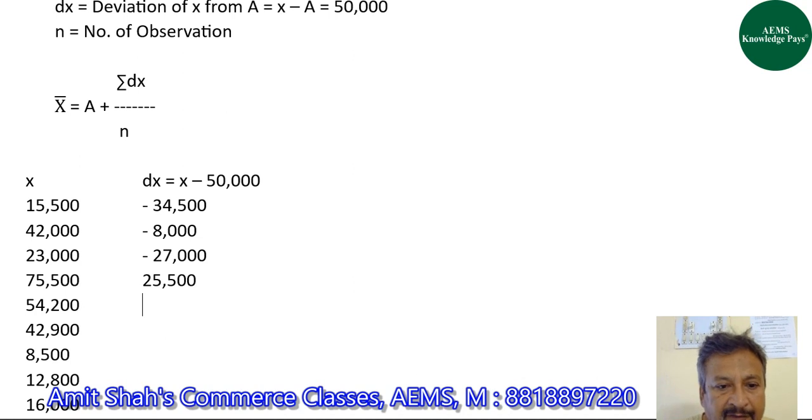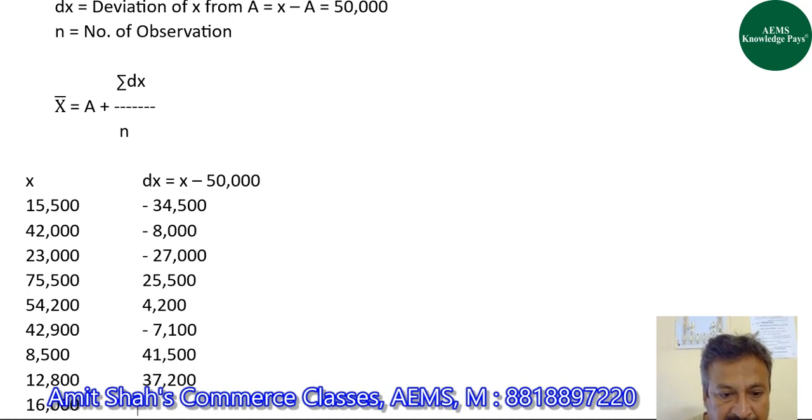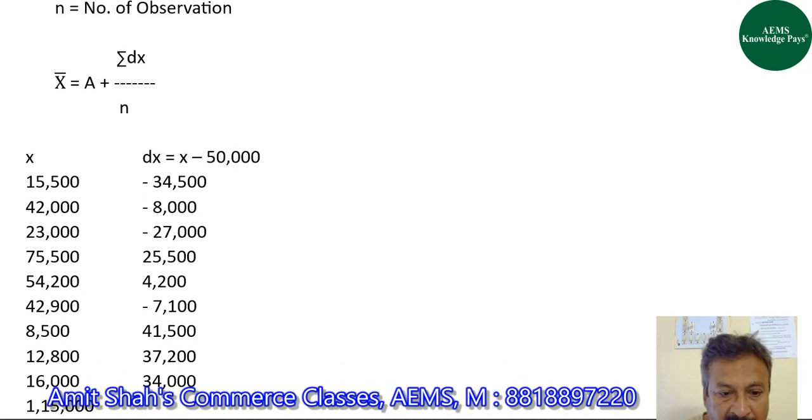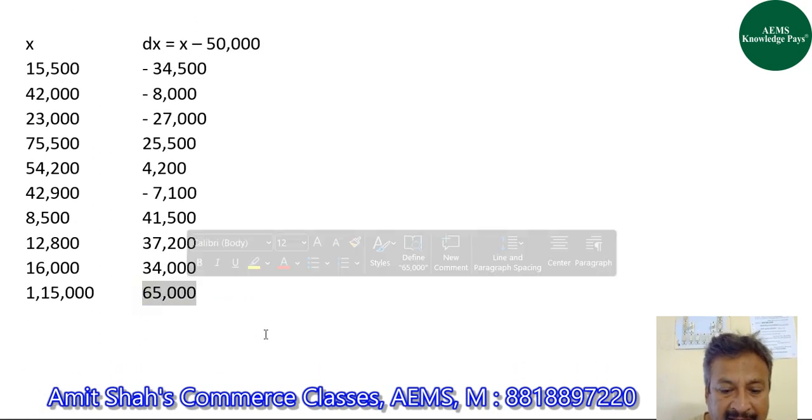Yes, sir. 54,200 minus 50,000, that is 4,200. Aditya and Manvi, are you understanding this? Yes, sir. Good. This is 7,100. This is 41,500. Then 37,200. 34,000. And this is 70, sorry, 65,000. This is how I have got dx.